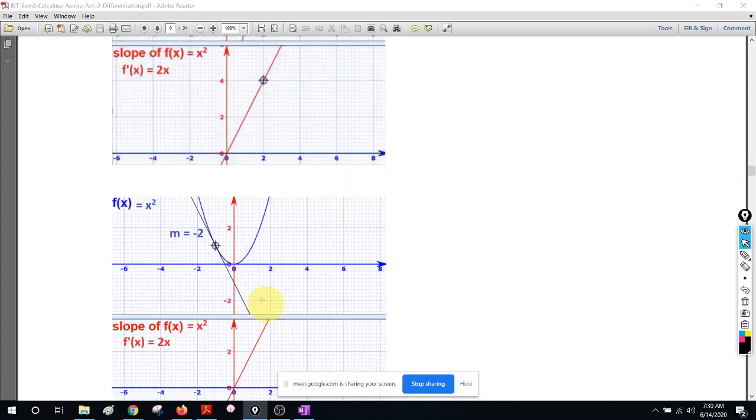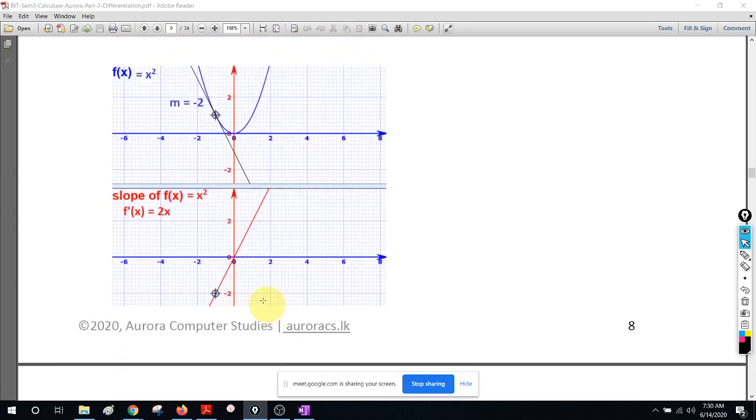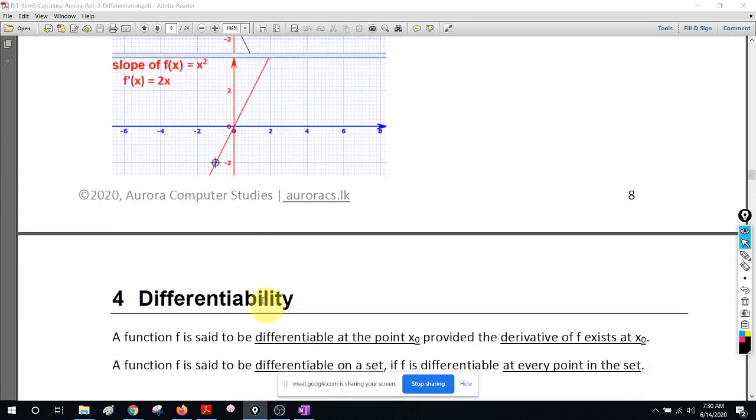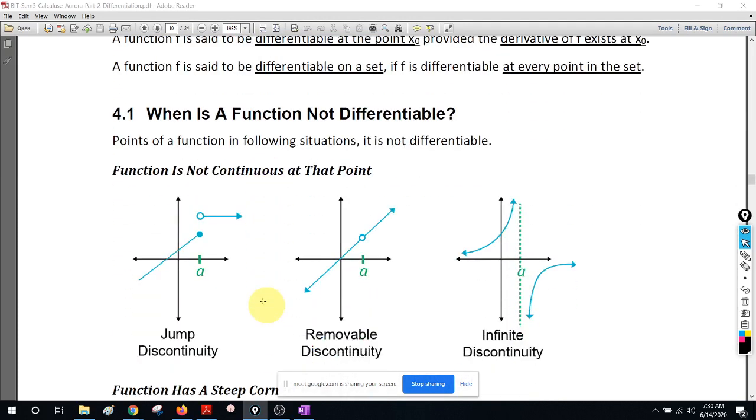So that is a very important thing to understand, right? So let's move on to another topic. Not every function is differentiable, right? Not every function is differentiable. It is differentiable only if it is continuous. That is obvious, right? Because you can't find a rate of change if it is not continuous.